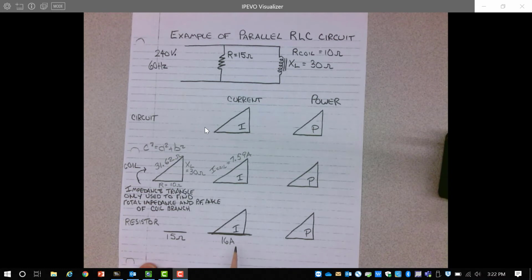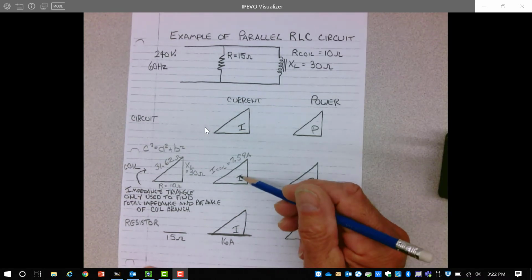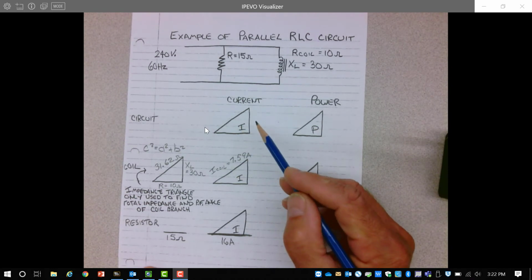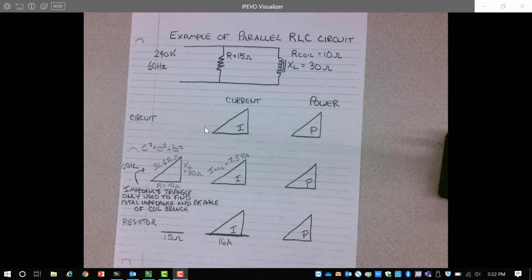So I now have the current through the resistive branch of the circuit and the current through the coil branch of the circuit. If the next thing that we were looking for is the total circuit current, I need to combine the values from these two triangles to give me the total circuit current. The problem that I have is these two currents are happening at different angles. One is happening right on the horizontal, the resistive current. One is happening at an angle of some kind because the current through the coil has a resistive component and an inductive component. And I need to find both of those values.